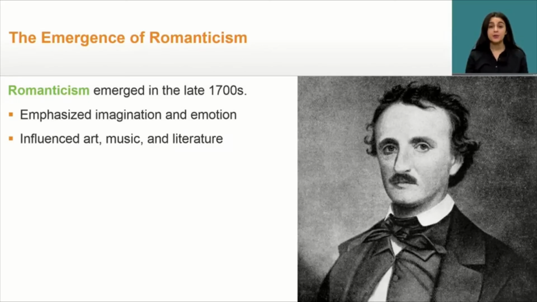Industrialization also led to a new movement in the arts called Romanticism, which emerged in the late 1700s. It emphasized imagination and emotion, and it influenced art, music, and literature. Romanticism emphasized imagination and emotional elements of the human experience. Here is one example. The writer Edgar Allan Poe, pictured here, is known for his tales of horror and suspense. Other writers were influenced by this movement as well.